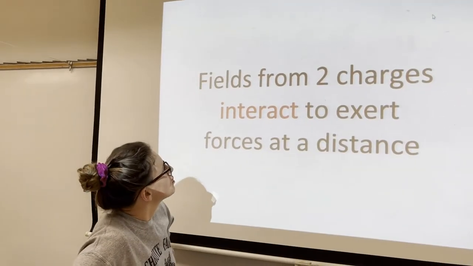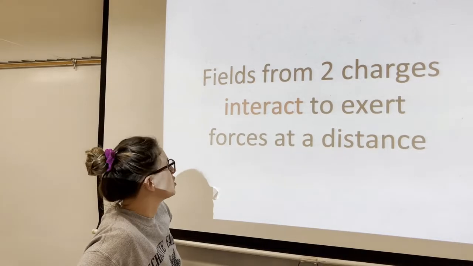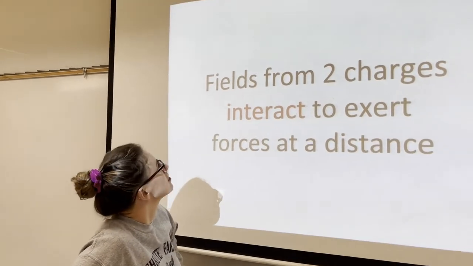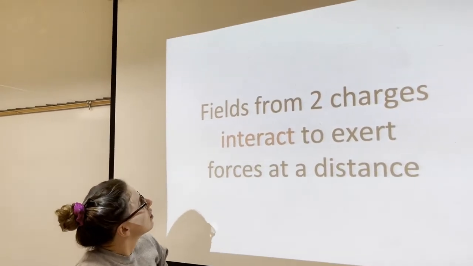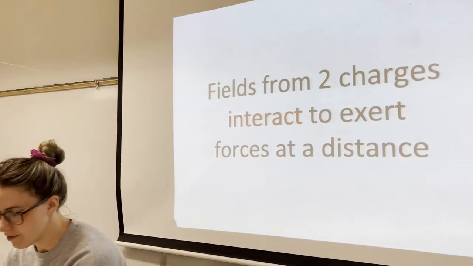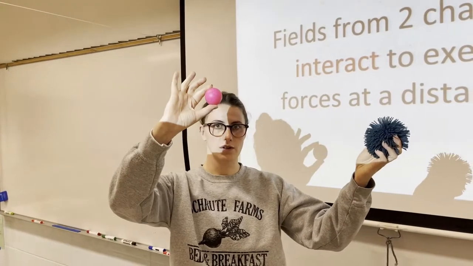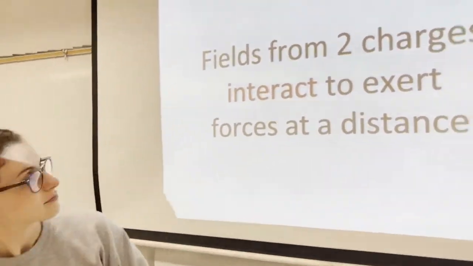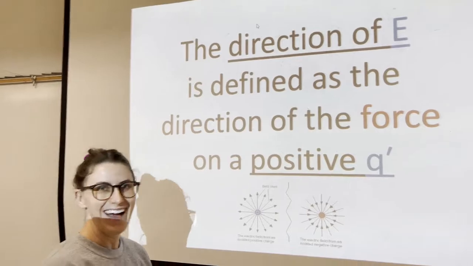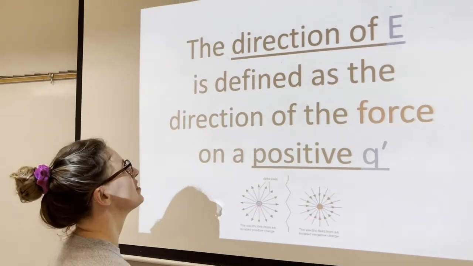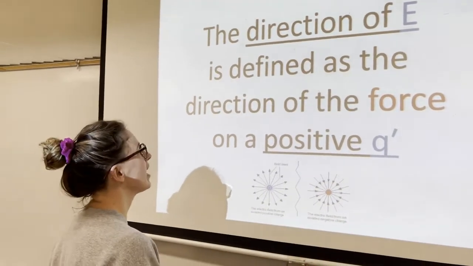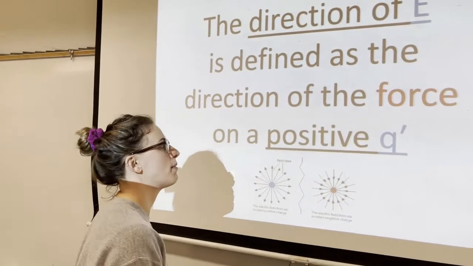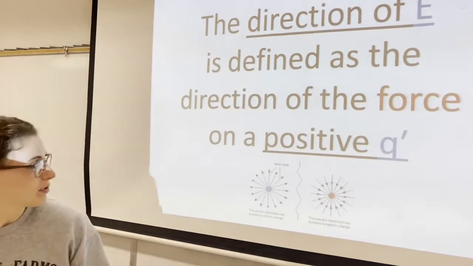Okay, fields from two charges interact to exert forces at a distance. It's the fields that are interacting. So the field of this one and the field of this one, they interact, just like we saw with the bar magnets. The direction of the electric field is defined as the direction of the force on a positive test charge, okay? So we can look here.